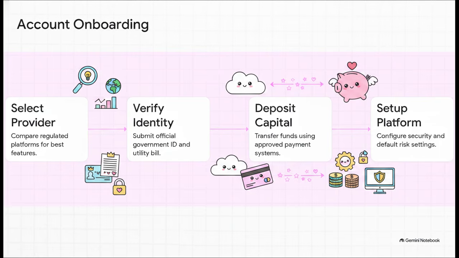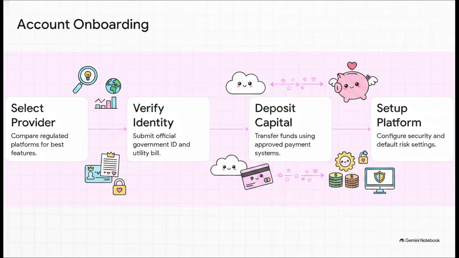Step 1 is provider selection, where you're comparing regulated partners based on asset availability, fee structures, and execution speeds. Step 2 is identity verification, just securely submitting your government ID and proof of residence. Step 3 is your capital deposit, safely routing your funds through approved systems like bank wires. And finally, Step 4 is your platform setup.